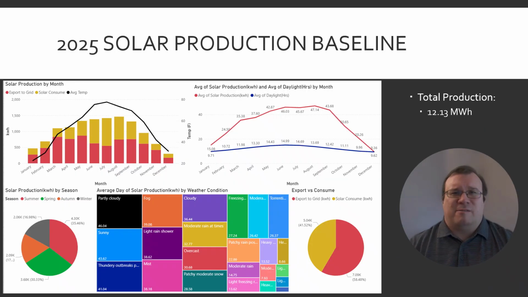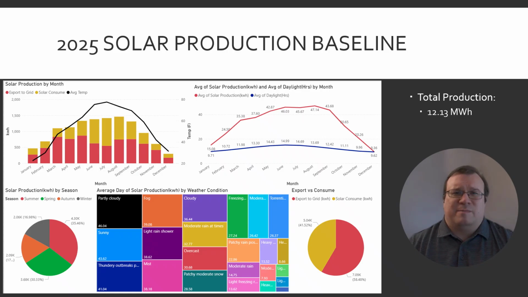Here we have a Power BI dashboard that shows some information about the 2025 solar production. The homeowner system produced a total of 12.13 megawatt hours. At this time, we're going to skip the top two charts and focus on the bottom three.